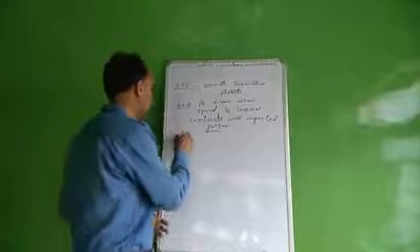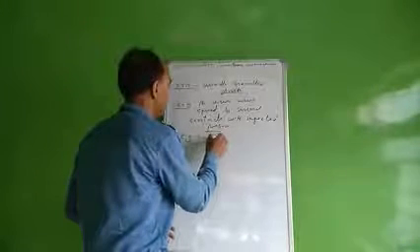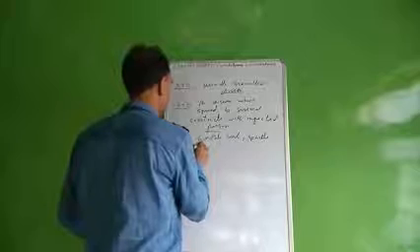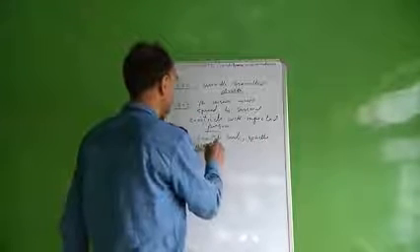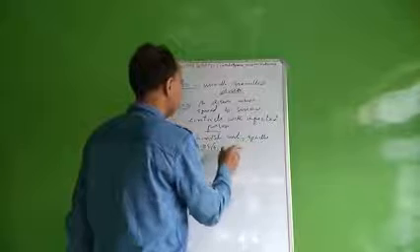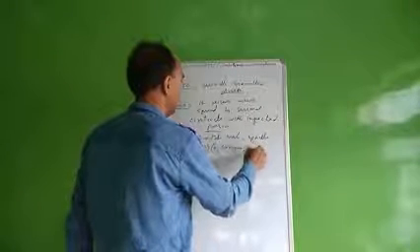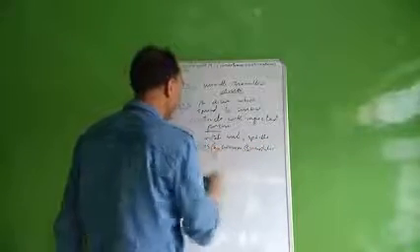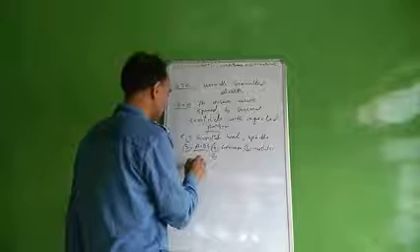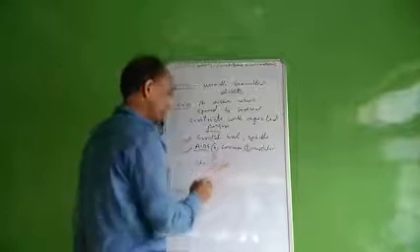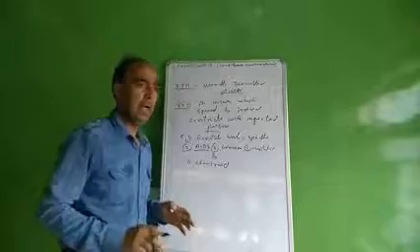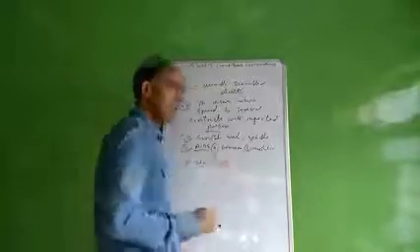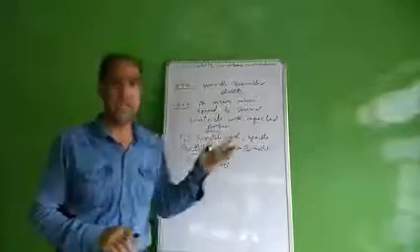For example, sexually transmitted diseases are genital warts, and second is syphilis, third is AIDS. AIDS stands for acquired immunodeficiency syndrome. Fourth is gonorrhea. Fifth is hepatitis B, and sixth is chancroid. Chlamydia is also a sexual disease, and trichomoniasis. These are the sexually transmitted diseases.